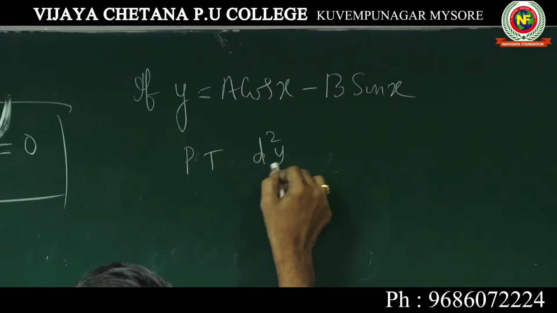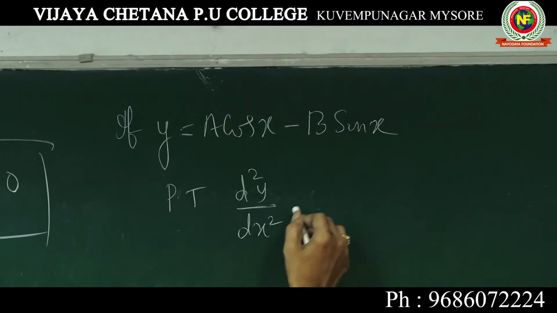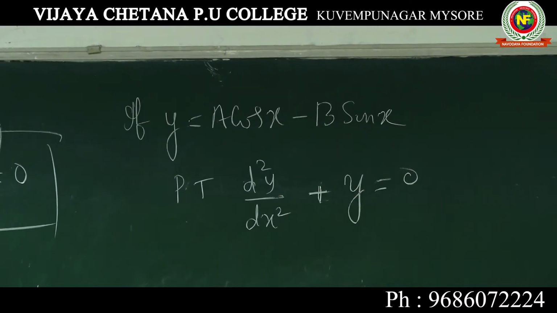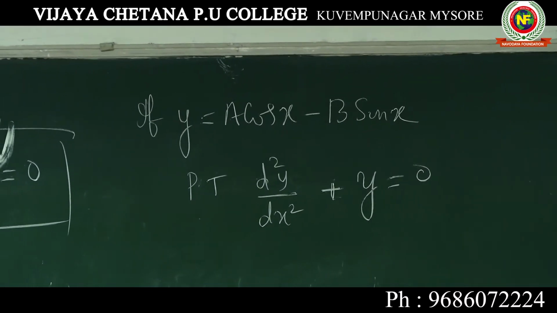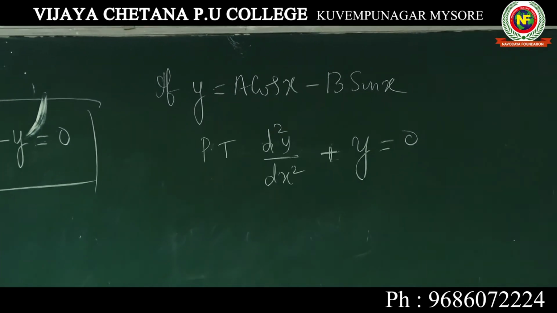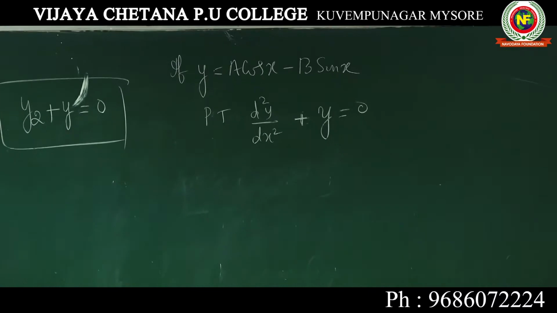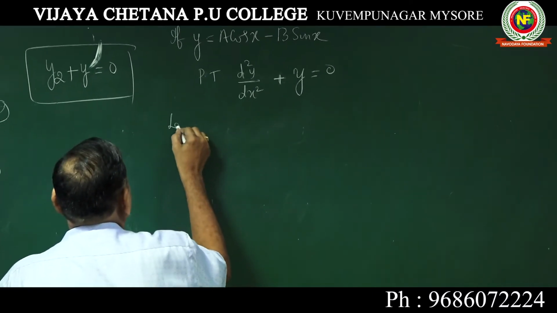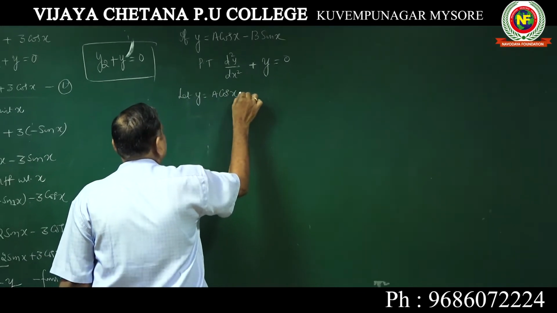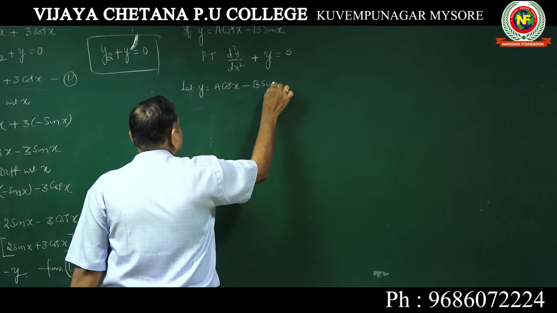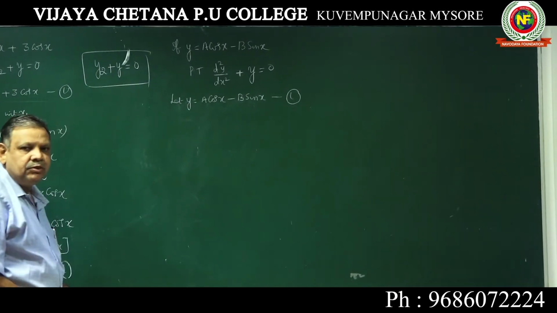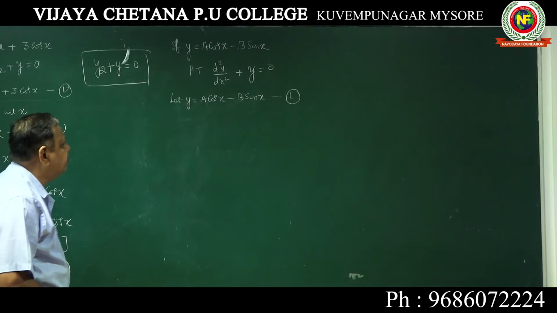d square y over dx square plus y is equal to 0. Same thing with a and b they have. Prove that d square y over dx square plus y is equal to 0. Yes. Now you take, let y is equal to a cos x minus b sin x. Call it as equation number 1. Let y is equal to a cos x minus b sin x.